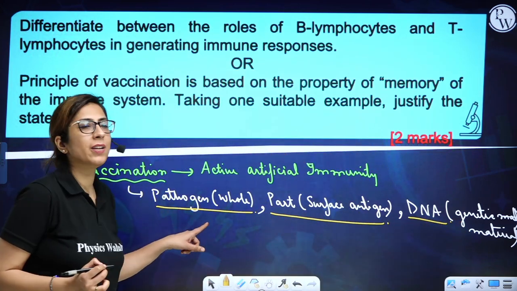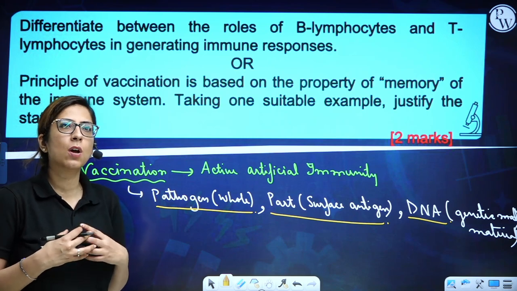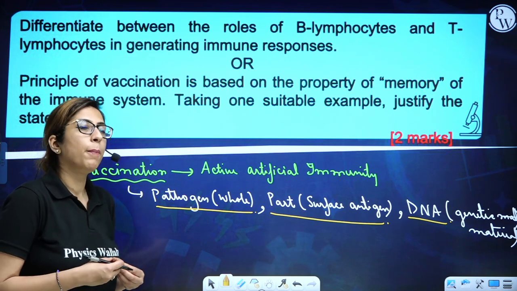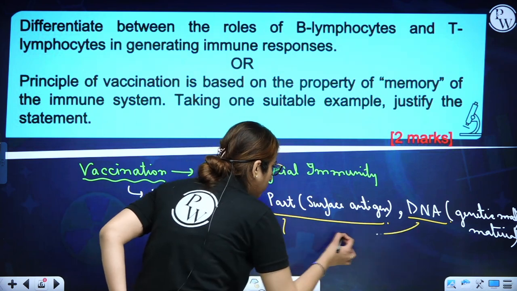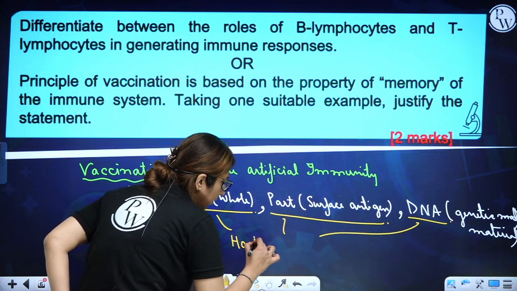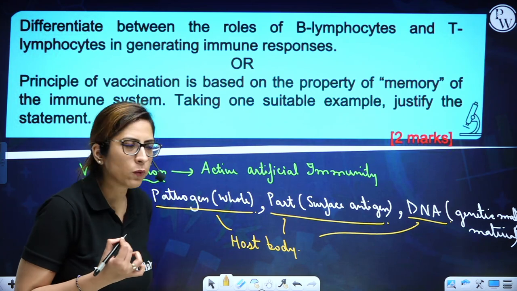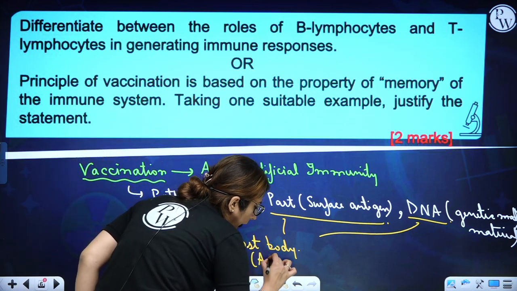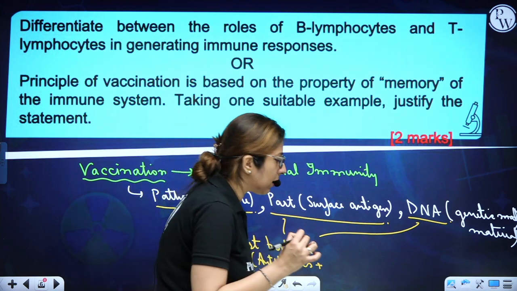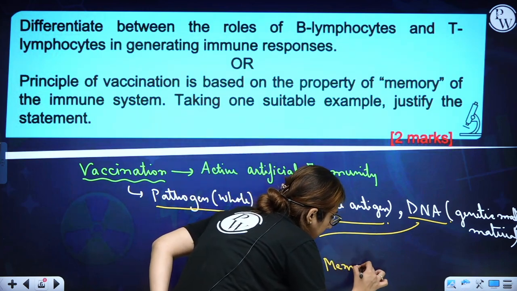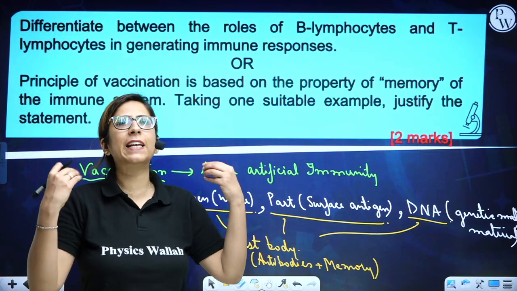Now, the whole pathogen will be heat killed or attenuated, that means it is not able to cause disease, but it will just act as an antigen and evoke the immune system. So these are introduced into the host body. What will our host body do? The host body is going to create antibodies against it. Along with the production of antibodies, it is going to create the memory cells.